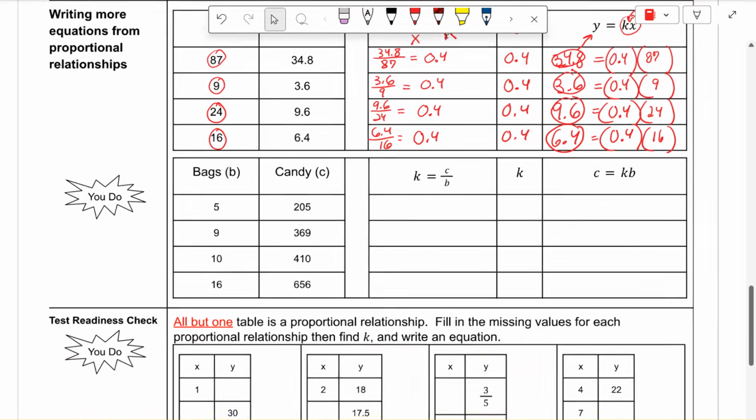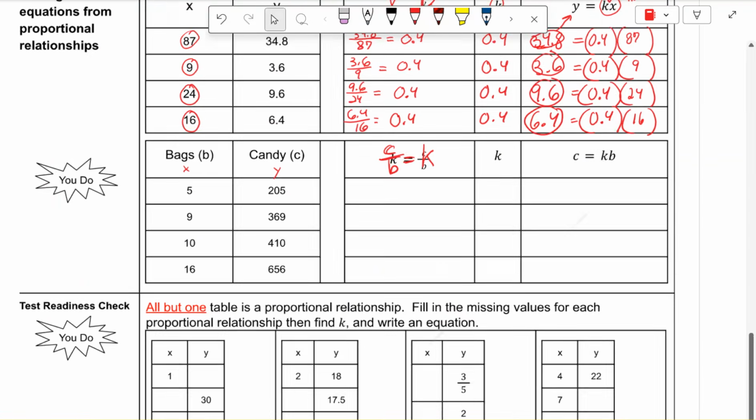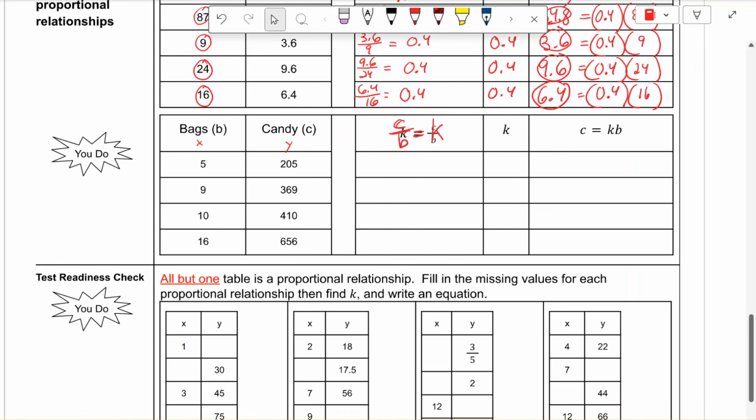Okay, I'm going to pause the video. I'm going to have you do all of these. Let's change this one around if it's not already: C over B is equal to K. Now the x's and y's have disappeared, but we know that the bags are going to be our x's and the candy is going to be our y's. So pause the video and fill in this whole chart, and it all should work out nicely. Pause now.